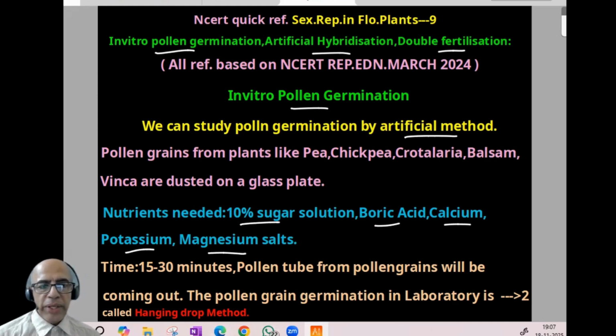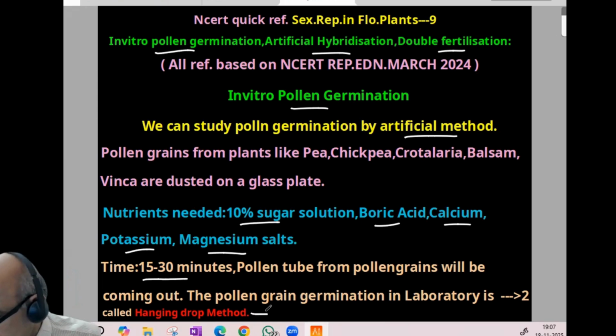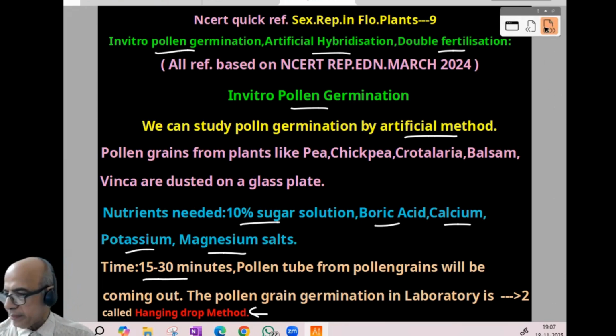The time for germination is usually 15 to 30 minutes, and the pollen tube from the pollen grains will be coming out. Pollen germination in the laboratory is often called the hanging drop method. Hanging drop method. I think the first page is clear. We can proceed to the second page.